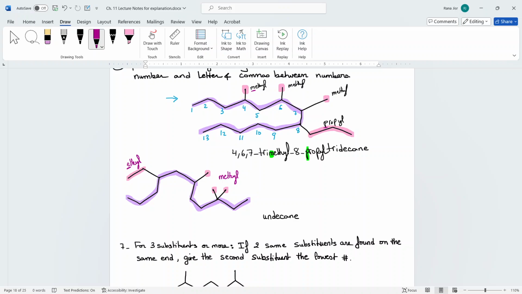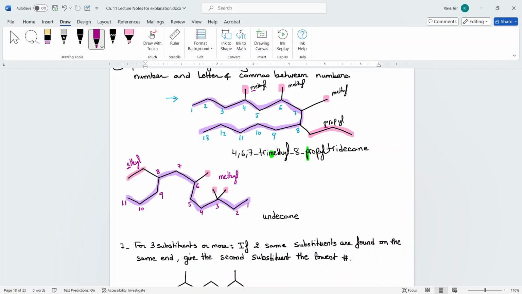Now the question is, from where would I start numbering? Again, your first substituent needs to get the lowest possible number. If I start from this side, my first substituent will be on carbon number 4. But if I start from this side, I have 2 substituents, and both of them are going to be on carbon number 3. So I'm going to start from this side. It's going to be 1, 2, 3, 4, 5, 6, 7, 8. This is 9, this is 10, and that is 11.